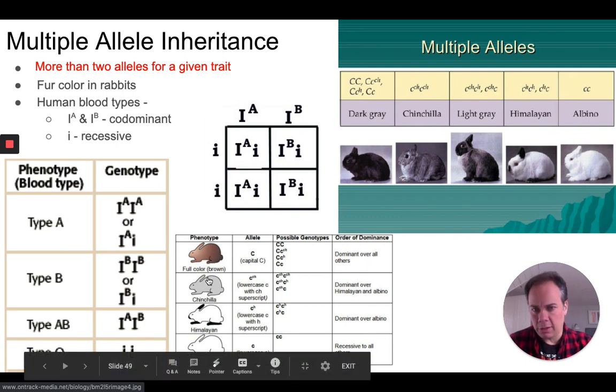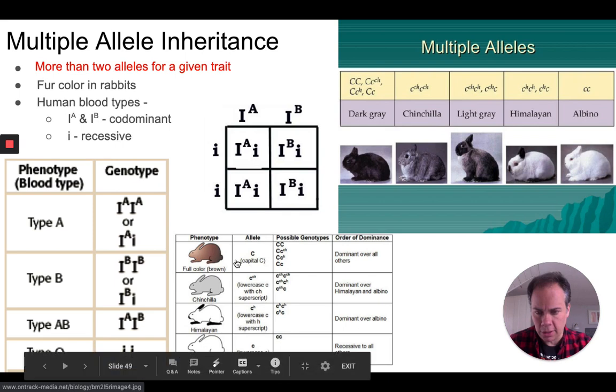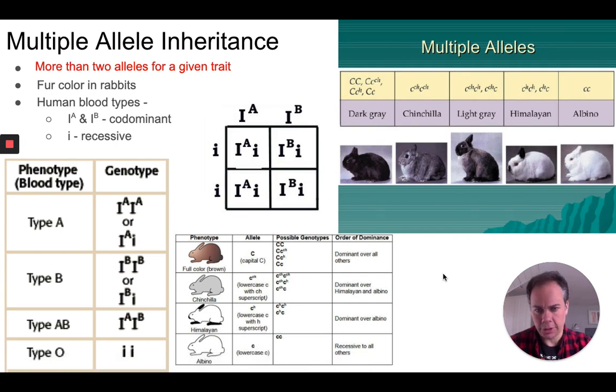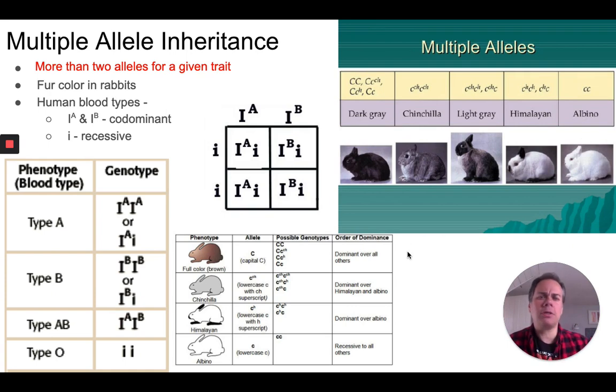And then in decreasing dominance, you have the c^ch, the chinchilla fur, the Himalayan fur color, or the albino fur color, which is the most recessive one. And so depending on which combination of those four alleles a rabbit gets results in all these different patterns of fur color. So again, it's just a more complex pattern of inheritance than the simple dominant-recessive.